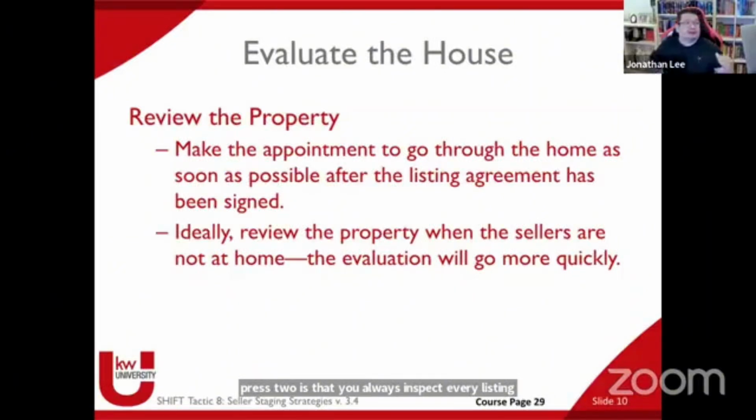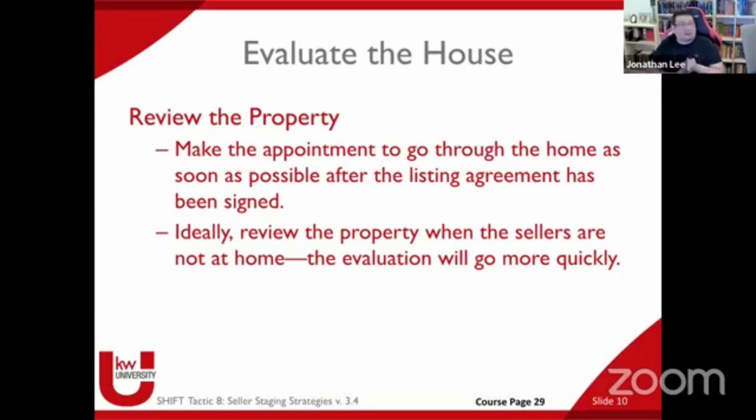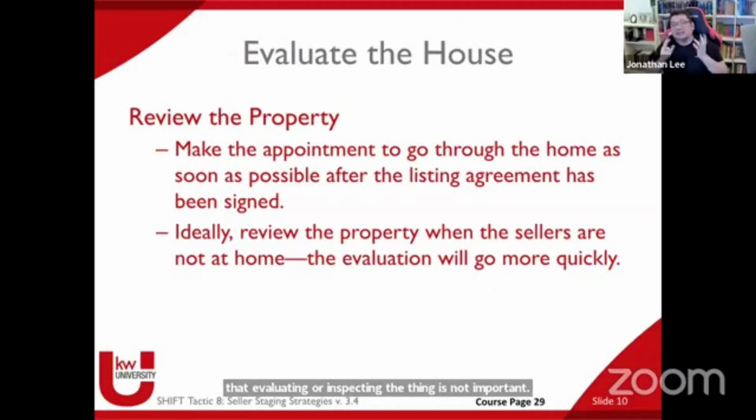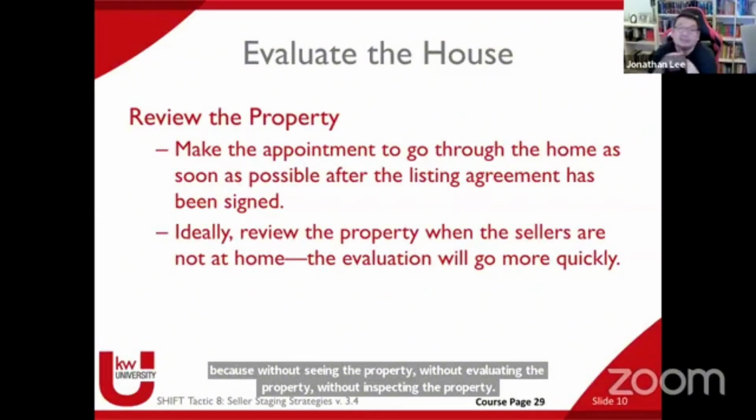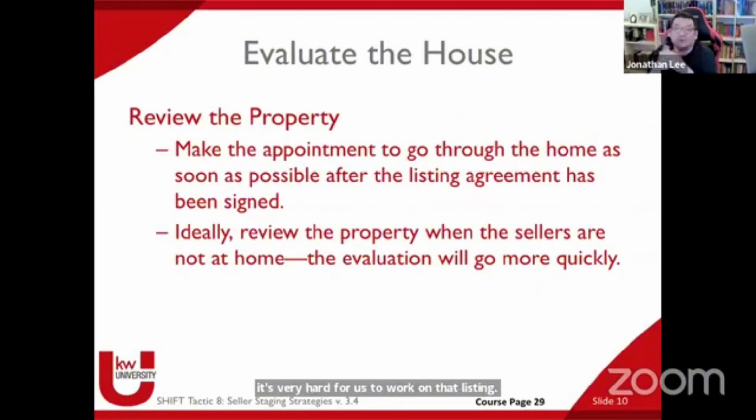There's a phenomenon around the world where a lot of agents feel that evaluating or inspecting the listing is not important. That's something we need to change in our mindset, because without seeing the property, without evaluating and inspecting it, it's very hard for us to work on that listing. Right? If you heard Joanne and John Quack talk last week, I hope you all enjoyed the conversation. If you were not with us last week, I highly encourage you to watch that episode about how they capture leads.